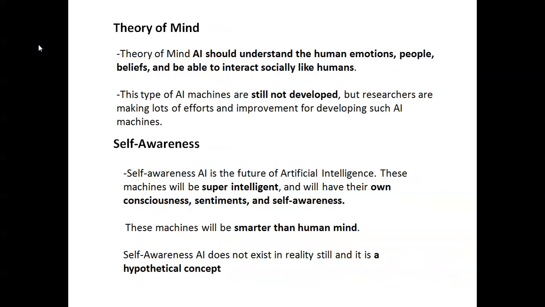Theory of mind. AI should understand human emotions and people's beliefs and be able to interact like humans. So that is theory of mind. If an AI machine understands human feelings, that is theory of mind. Self-awareness means they can have their own consciousness, that is called self-awareness. Theory of mind is a system understanding human feelings. Still, it is not developed. It's under research. Self-awareness is a system that has its own consciousness, smarter than the human mind. It's a hypothetical concept.